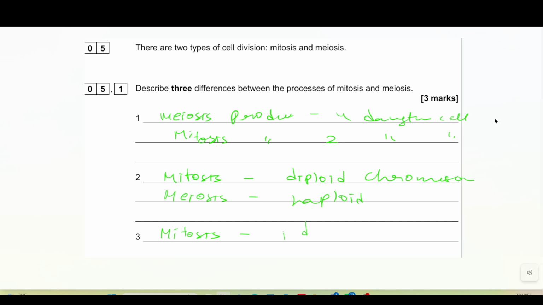Mitosis produces identical cells, and meiosis produces different cells.